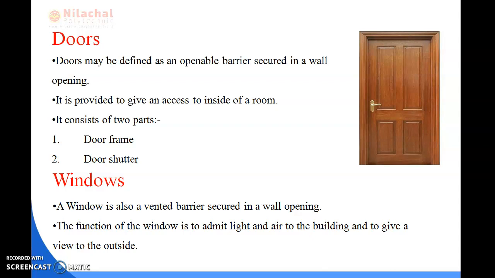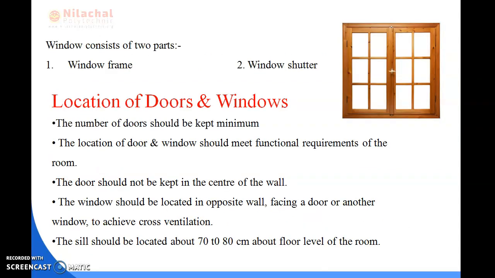Second, we will be reading about windows. What do you mean by window? A window is also a vented barrier secured in a wall opening, and the function of the window is to admit light and air to the building and to give a view to the outside. Windows also consist of two parts: first is the window frame and second is the window shutter. You can see here the images of a window. This one is the window frame and this one is the window shutter. So these are the window and door definitions.